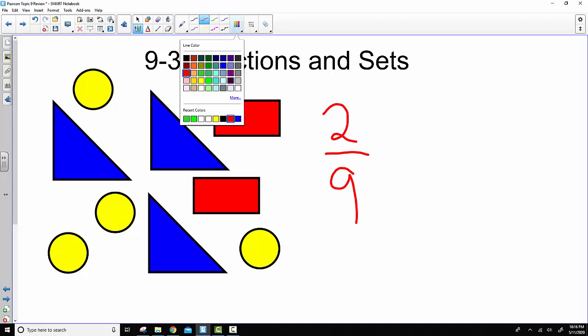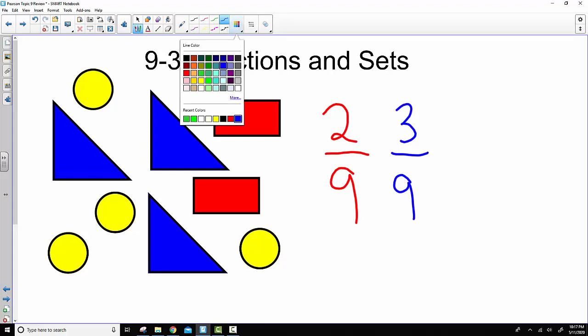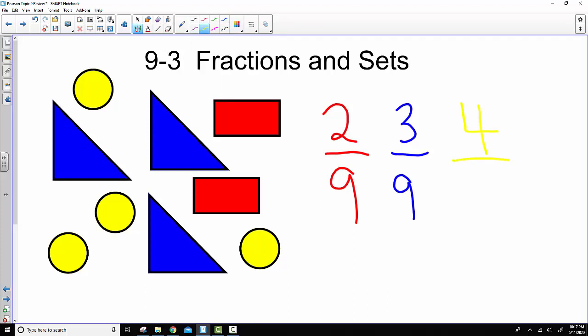Next, let's consider the blue triangles. When we count, we can see there are 3 blue triangles. So 3 of the 9 shapes are blue triangles, or 3/9 of the shapes are blue triangles. Finally, we have yellow circles. When we look closely, we can see there are 4 yellow circles among the 9 shapes. So 4/9 of the shapes are yellow circles.